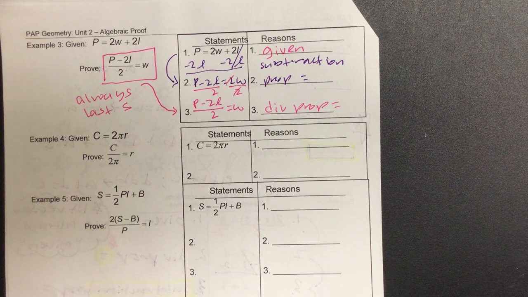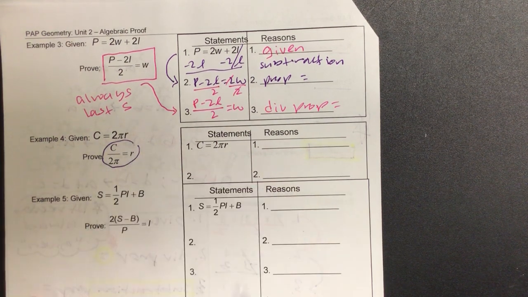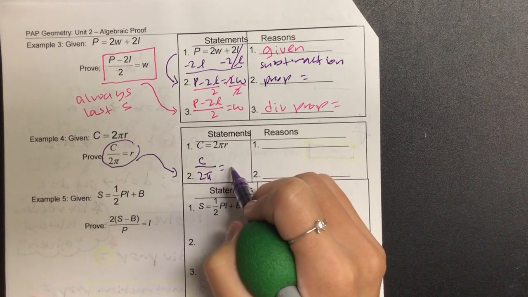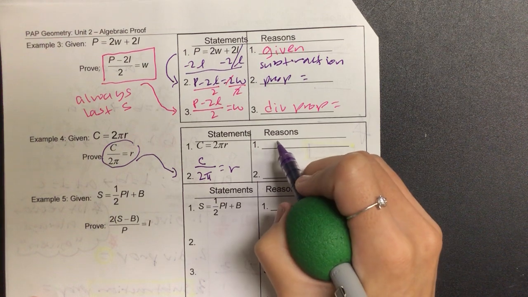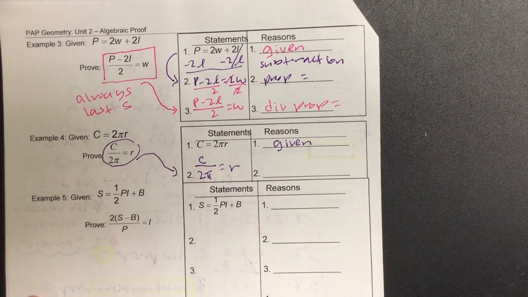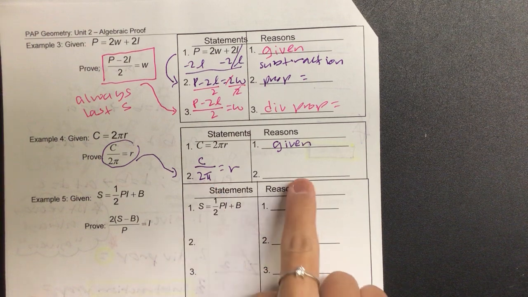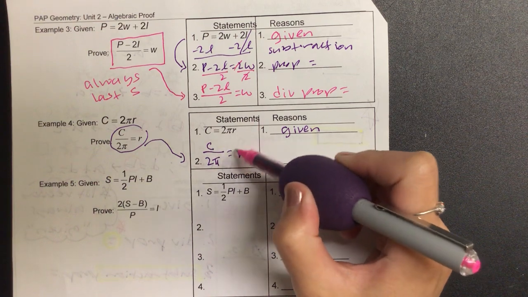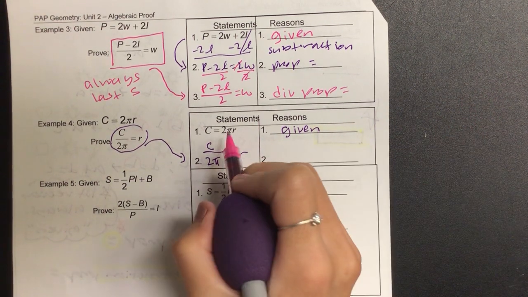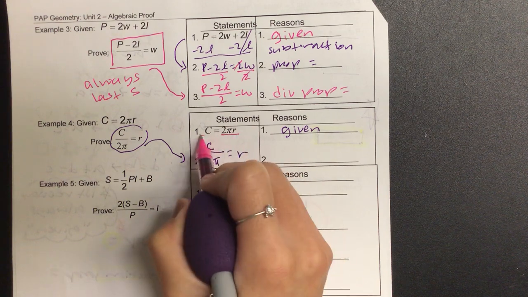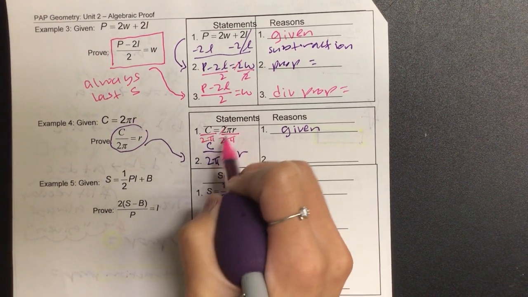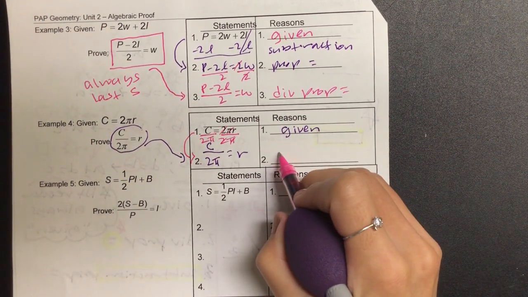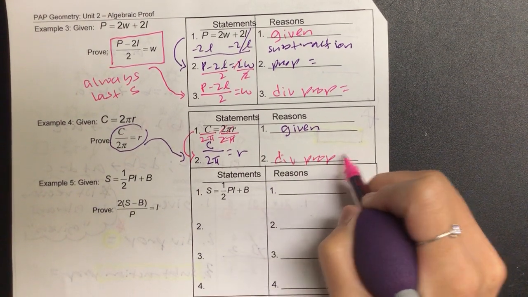So example 4 is kind of nice because there's only 2 steps. So we know this has to go where? The last statement. So we know C over 2 pi is equal to R. And we know our first reasoning is always what? Given. So the 2 blanks are already given to us. The last one is all that we need. So let's compare and contrast. So I see R on the right, but we do not see what? 2 and pi, right? So maybe we divide it by 2 pi. And do I actually see that on step number 2? Yes, I do. And that was what operation? Division property of equality.